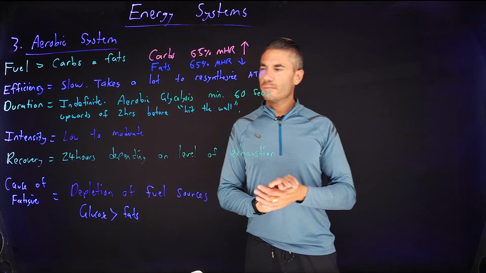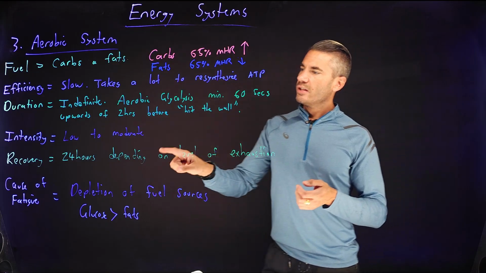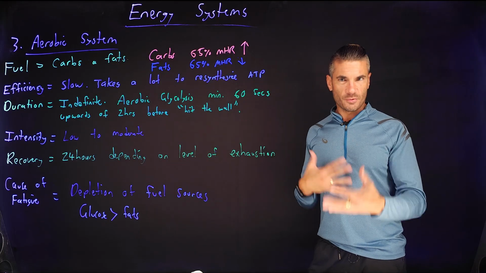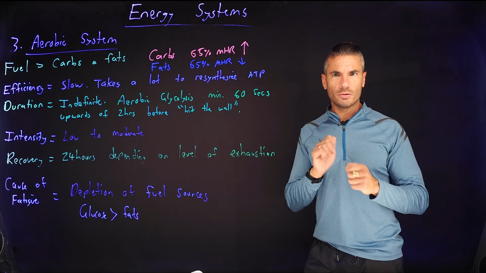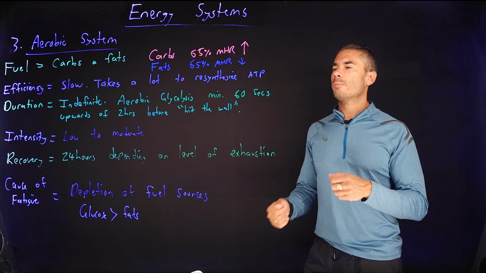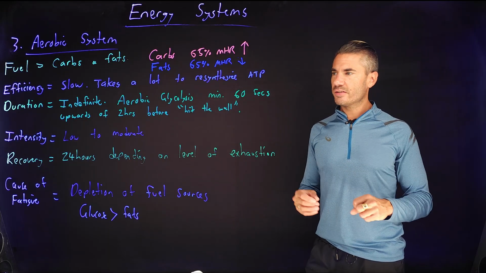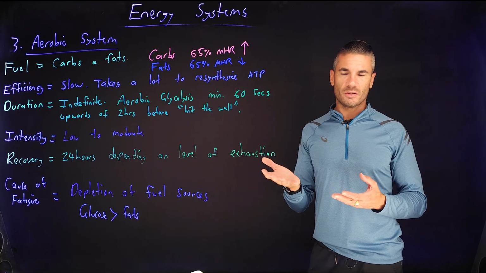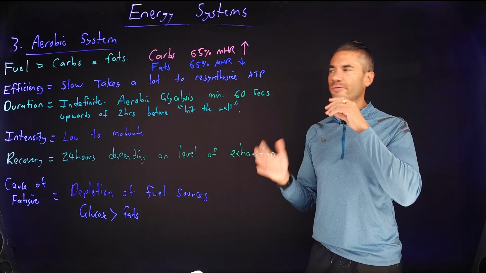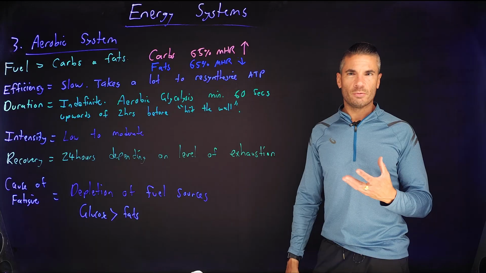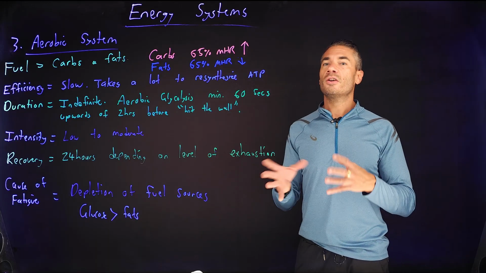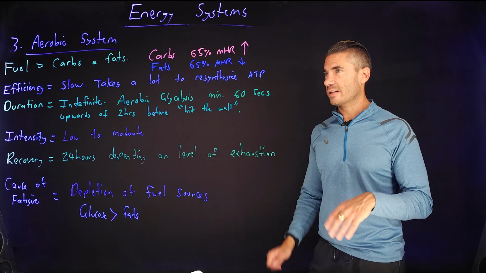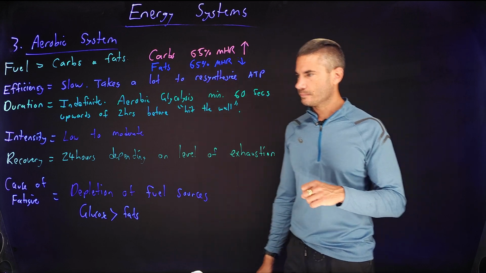The intensity of the system is low to moderate. We've been through that already. The recovery of the system: the whole time the system's recovering, especially if you are taking glucose during your activity, but to fully replenish the system takes about 24 hours, depending on the level of exhaustion. So someone who ran a 42-kilometer marathon is going to need 24 hours to recover the system. They'll probably need more than 24 hours to recover other parts of their body, but we're not talking about that today. We're just talking about the energy itself.